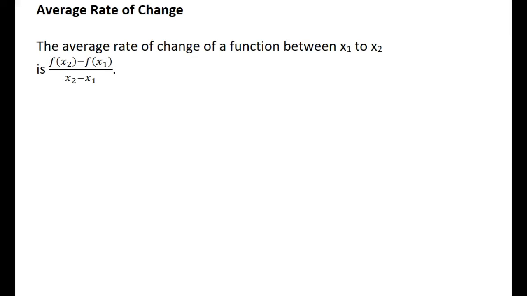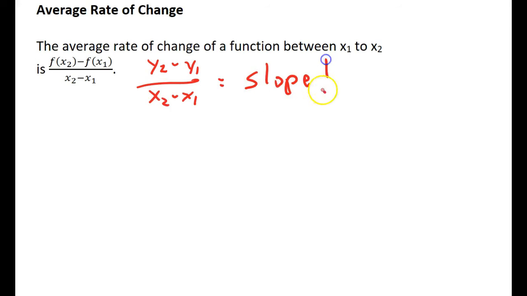Okay, last thing I'm going to talk about is something called average rate of change. And the average rate of change of a function between an x-coordinate at x1 and an x-coordinate at x2 is f of x2 minus f of x1 over x2 minus x1. Now I hope that looks a little familiar. That's like saying y2 minus y1 over x2 minus x1, which is slope. So the average rate of change is change in y over change in x.